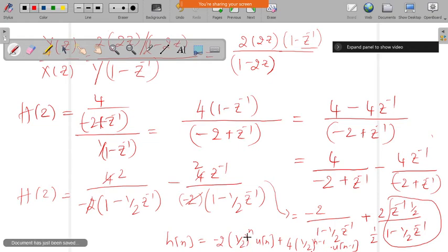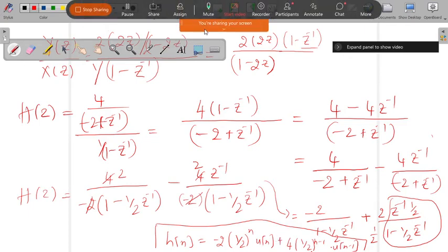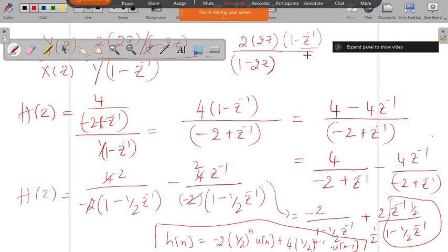So is it understood now, this one? Hello? So this inverse Z transform, did you get it? Hello? Pramod? Chanavi? Got it?